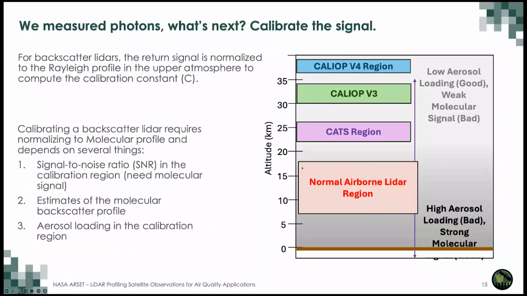Now, airborne systems are nominally operating at 20 kilometers or less, so they have to calibrate lower in the atmosphere. They have to be extra careful about avoiding clouds and aerosols in their calibration region. CATS calibrated a bit higher in the atmosphere, and Calypso even higher. And so as you go higher in the atmosphere, you actually have less molecules. So you're playing the game of you want to be free of aerosols and clouds, but you also want sufficient signal to noise ratio to be able to calibrate to the molecular signal.